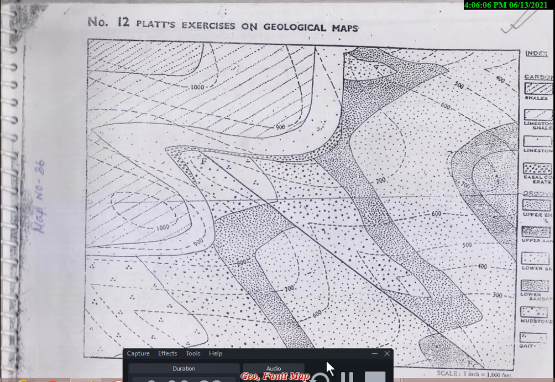Hello everybody. Today I will discuss how to identify a fault line in a geological map. From this map you can easily identify the fault line. First, you see there is a letter like this, F. F means fault, and another F is here. So the fault F is starting in this line and also in the finishing line. So this line is a fault line.